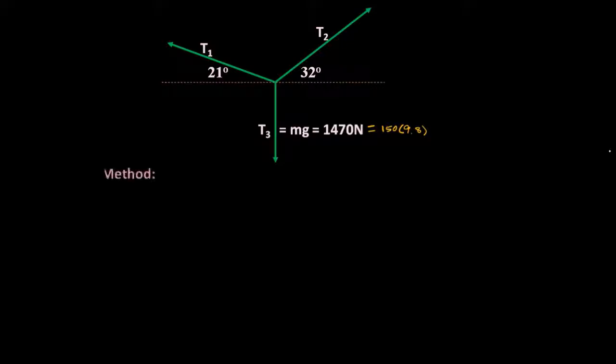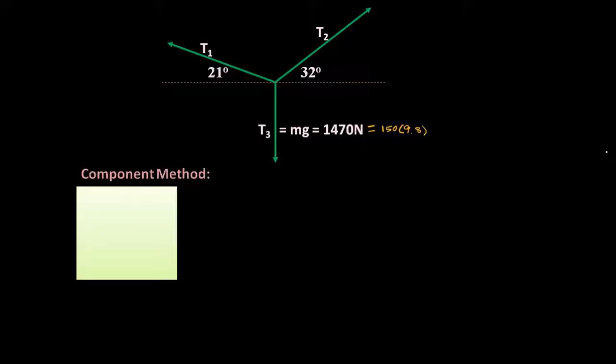Well, one approach is to use what we call the component method. The component method says that the sum of the forces in the x direction is zero and the sum of the forces in the y direction is zero. Well, here's the problem. I haven't established an x direction or a y direction. So let's choose some positive directions right now. X will be to the right, Y will be up, which means negative x is to the left and negative y is down.